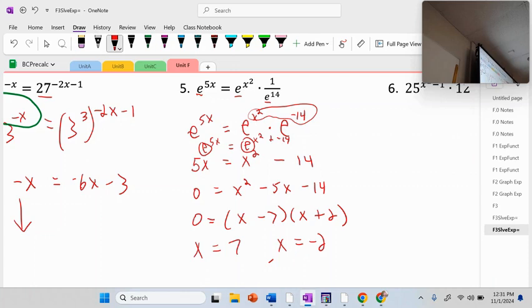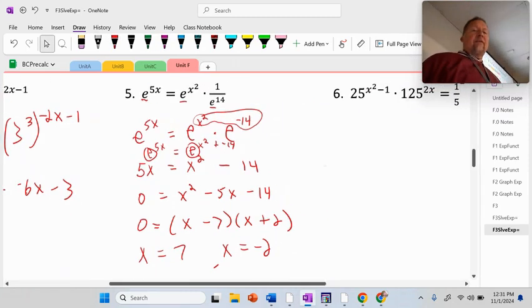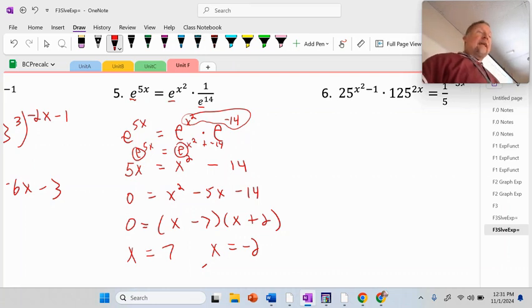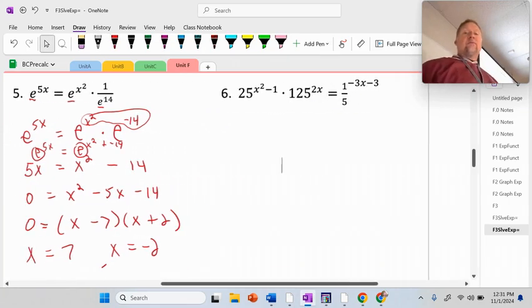-2 squared is 4. So e to the 4th times e to the -14, add those exponents and you get -10. It works. So if you're worried about that negative, you can do the same thing with the 7, and it does work. 7 squared is 49. Add -14 to 49, and you do get 7 times 5, 35. So you do get those equal exponents.